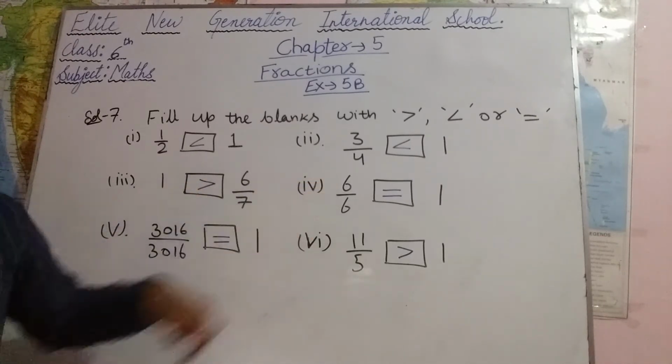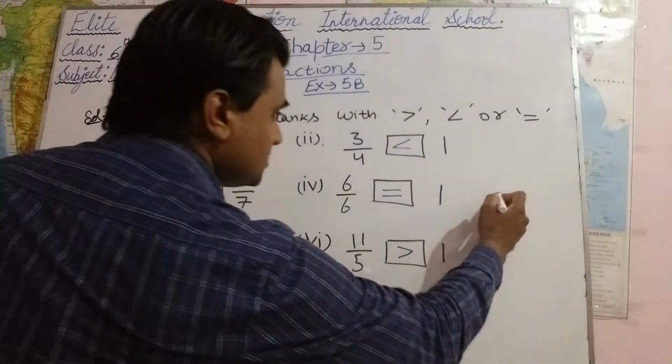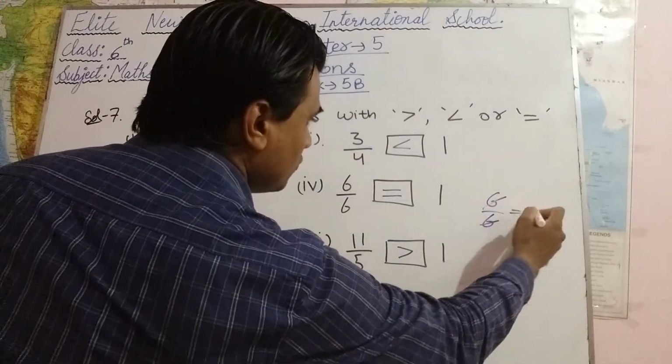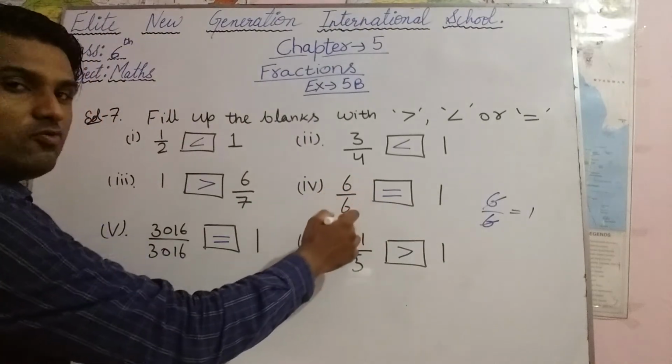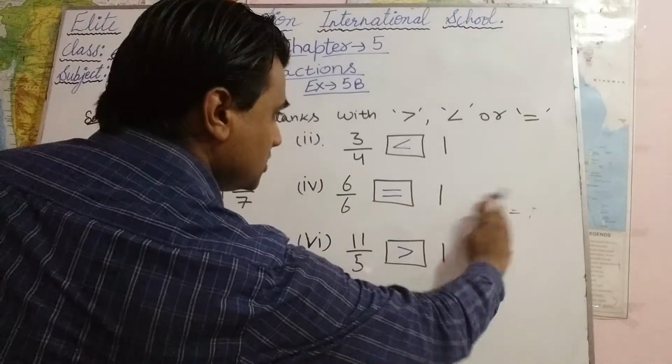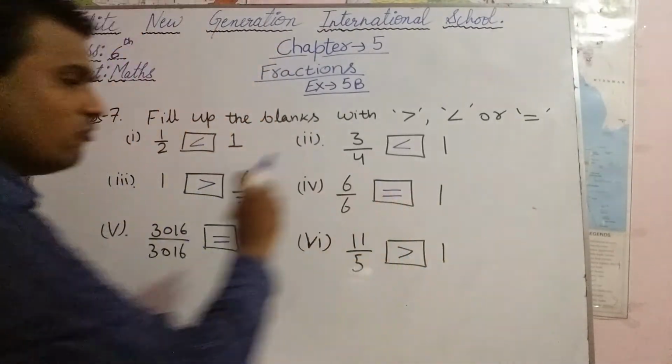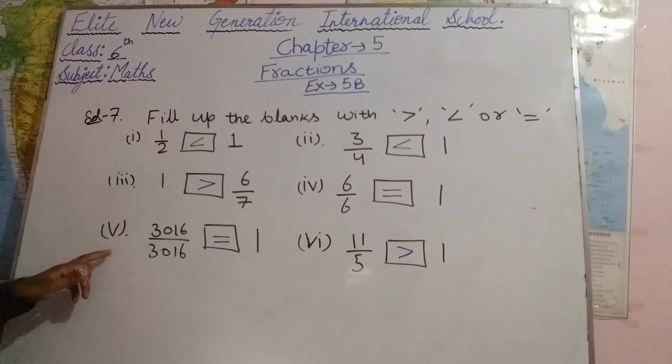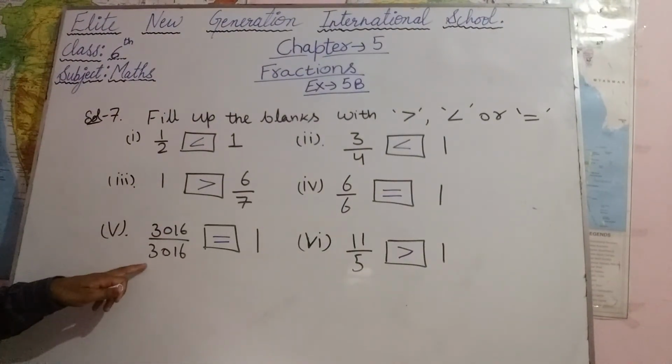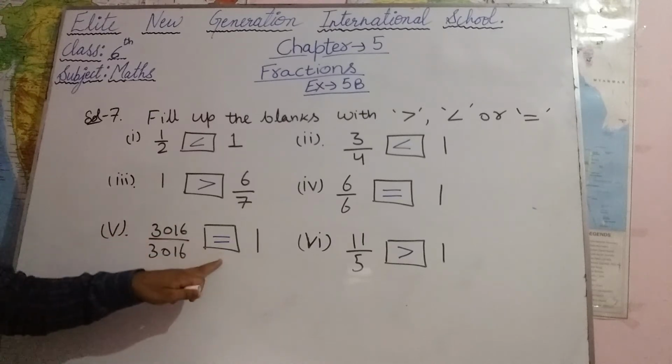Now here fourth part, 6 upon 6. See, 6 upon 6, when we cancel it, it is also equal to 1. That means this will also be 1, so it will be equal. So 6 upon 6 will be equal to 1. Similarly here, fifth part, 3016 upon 3016, it will also be equal to 1.